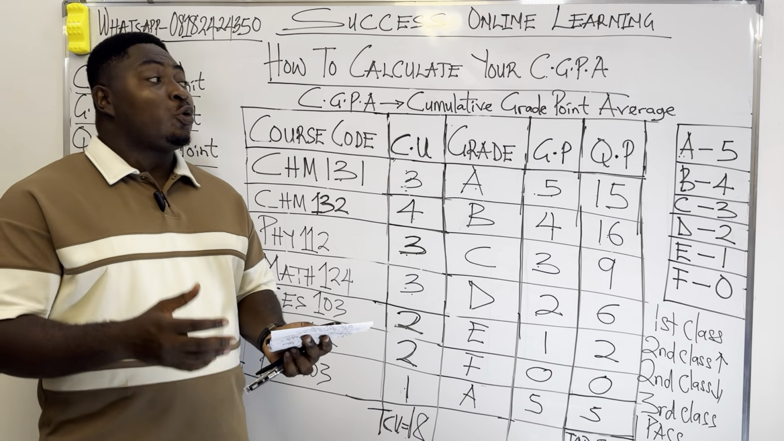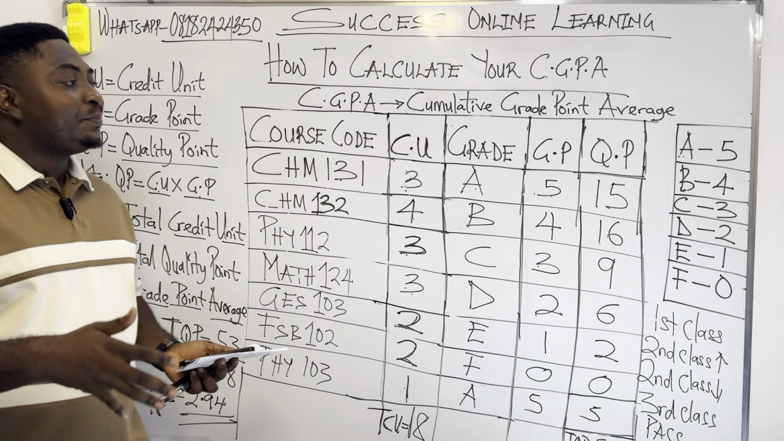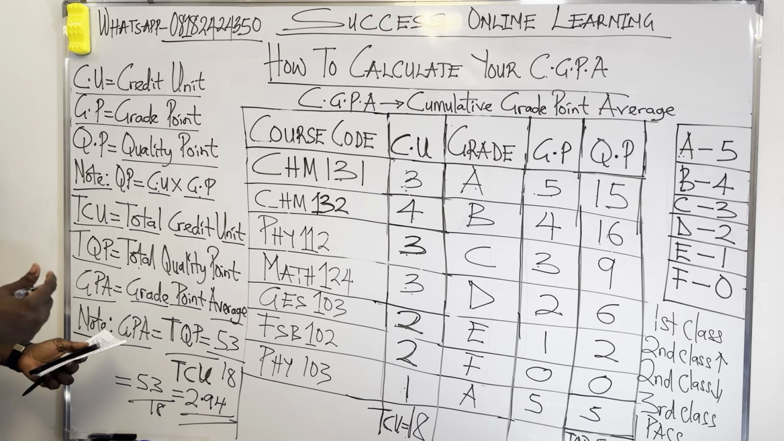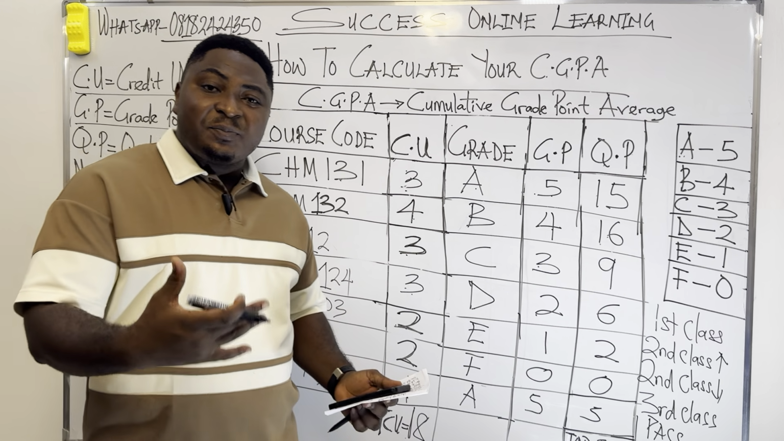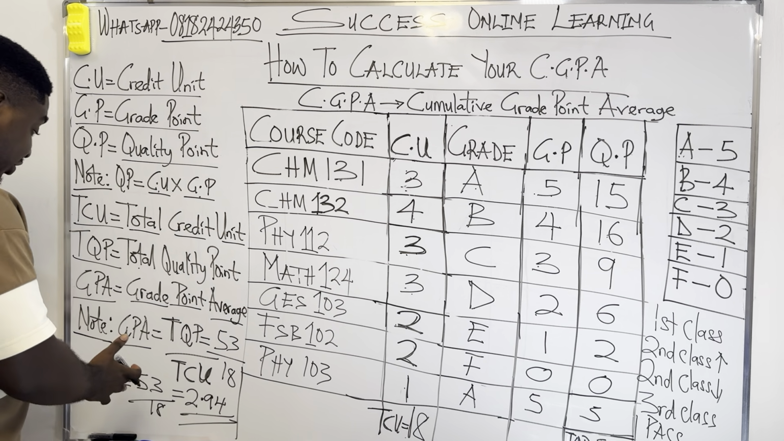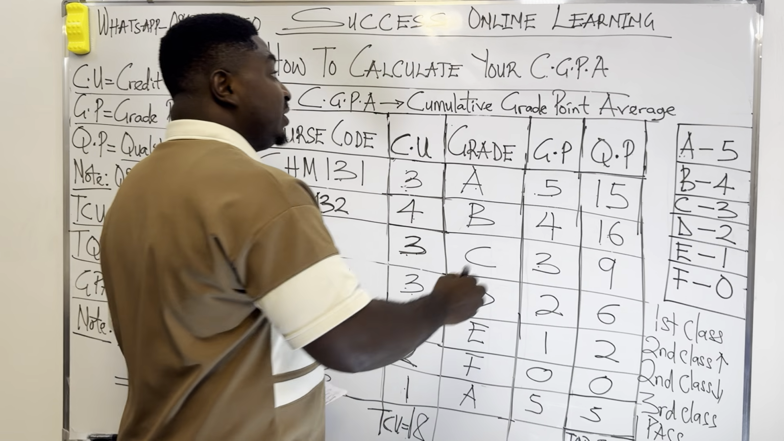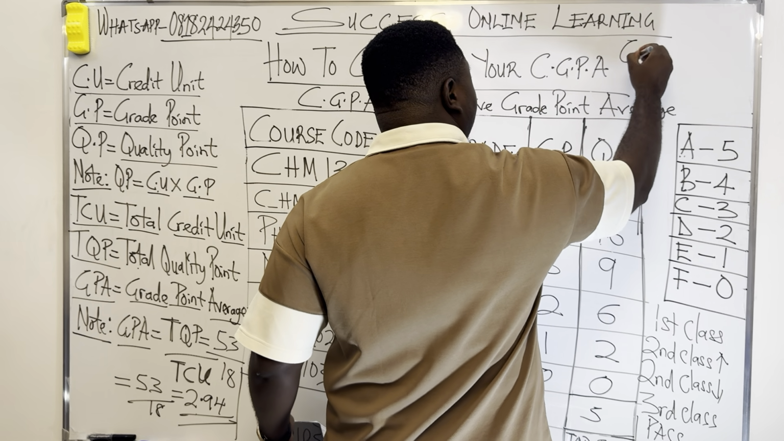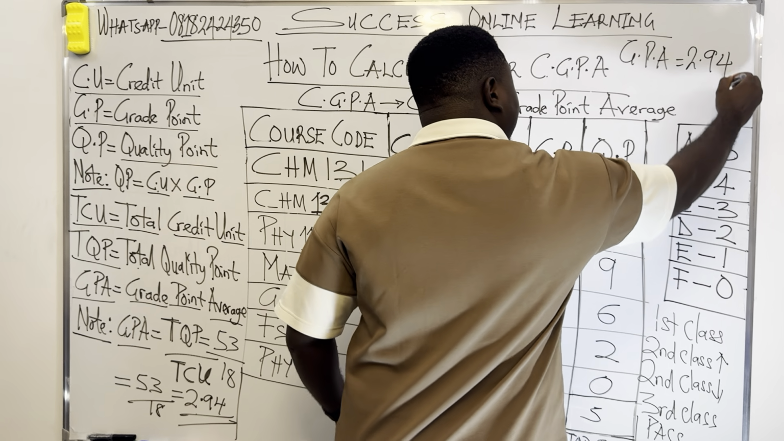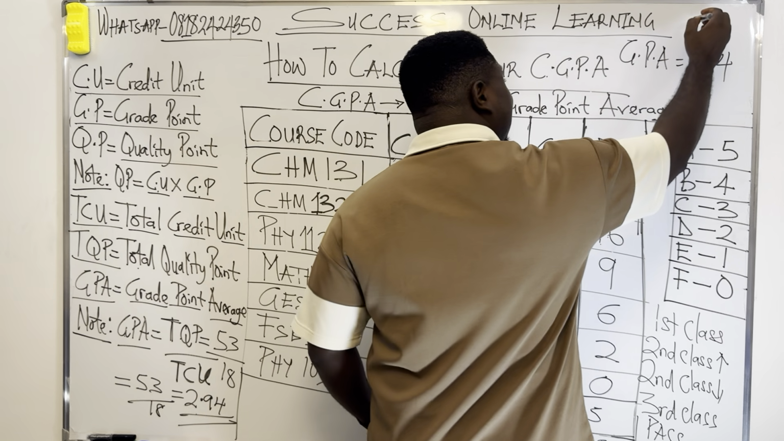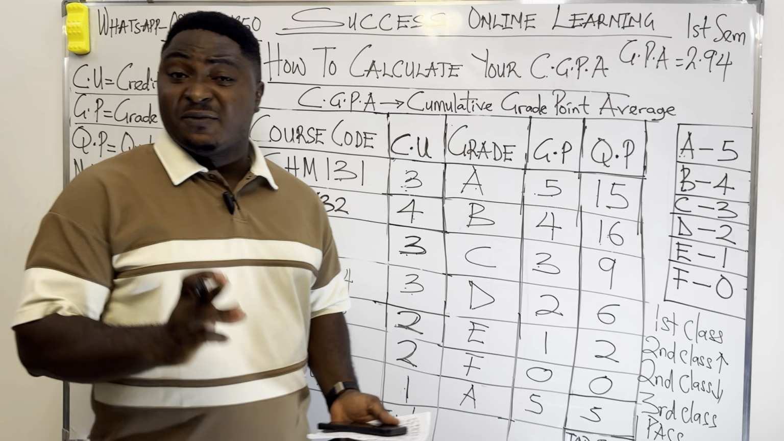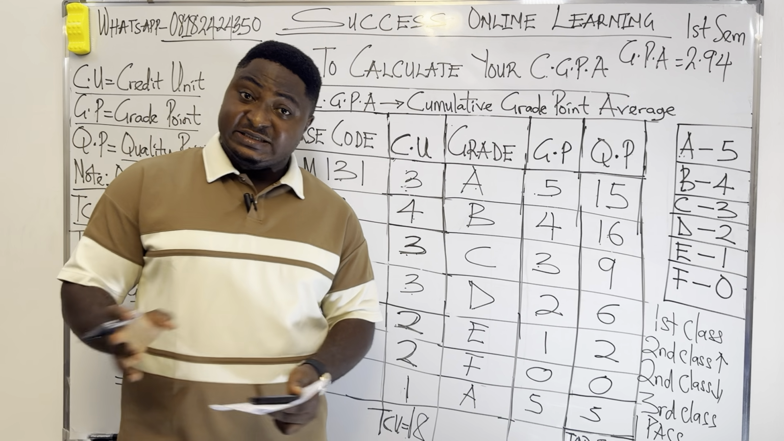Now, when does it become a cumulative grade point average? Once it is more than one semester, it becomes a cumulative grade because you're adding more than one semester together. Are we together? So let us assume that this is the GPA for this student, 2.94, and let us say this is the first semester. Now, let's not forget that a session in the university system is made up of 2 semesters: the first semester and the second semester.